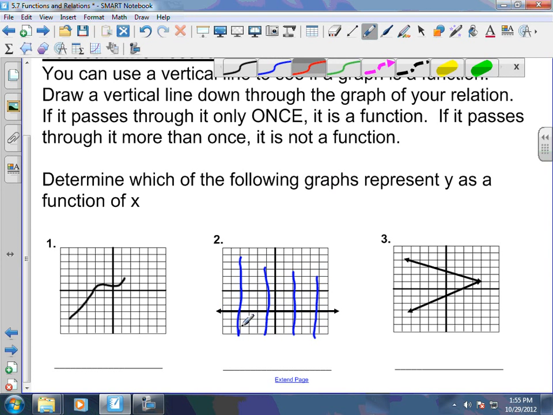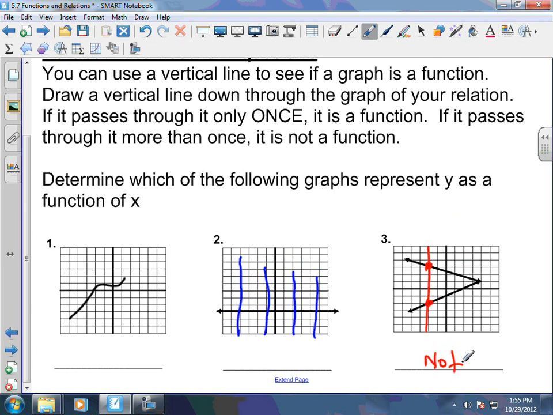Nope. Look at number 3. Number 3, I draw a vertical line. Does it touch the graph line more than once? Yeah, it touches it here, and it touches it here. So that is not a function. Number 2 is a function. There's no vertical line that's going to touch that graph line more than once. Not a function for number 3. Is a function for number 2.